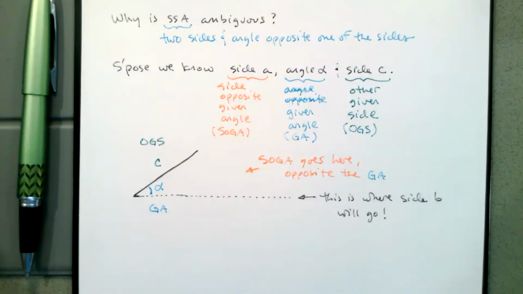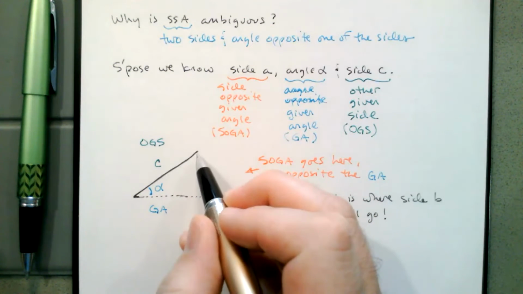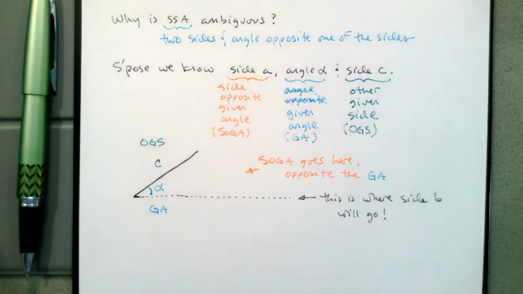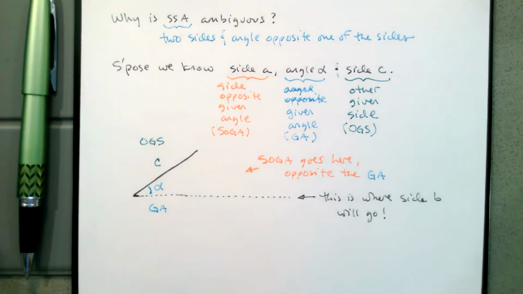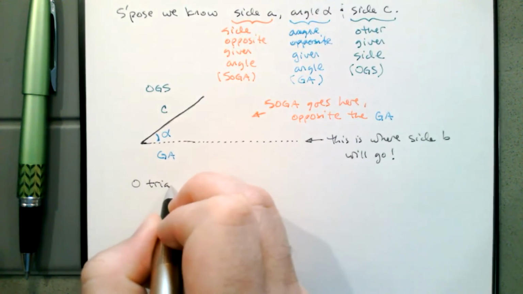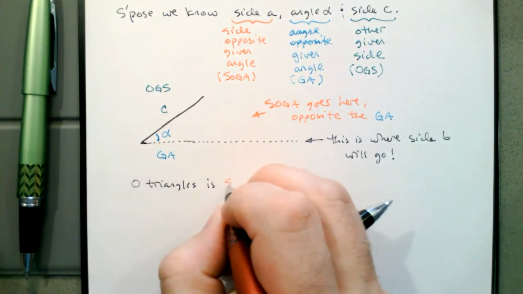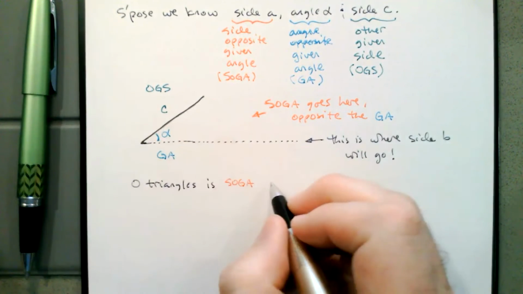So here are the things that could happen. I said earlier that we could have 0, 1, or 2 triangles. One thing that could happen is that the side opposite the given angle is too short to reach the line where side B will go. So it could be that I try to draw A and it's just too short to reach the side where B will go. So we'll get 0 triangles, if the side opposite the given angle is too short.